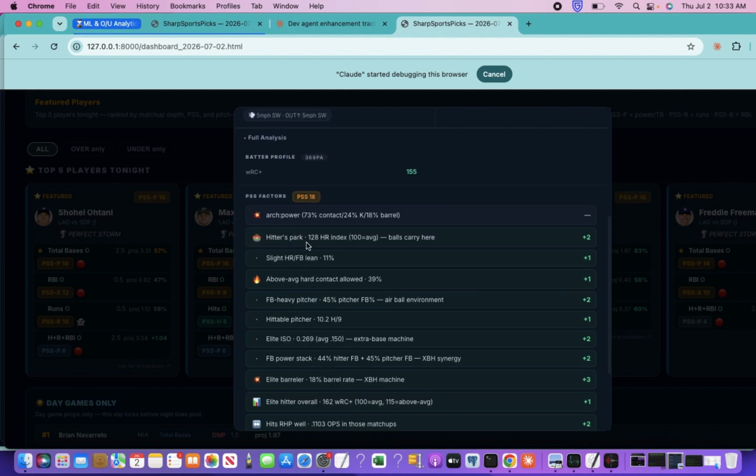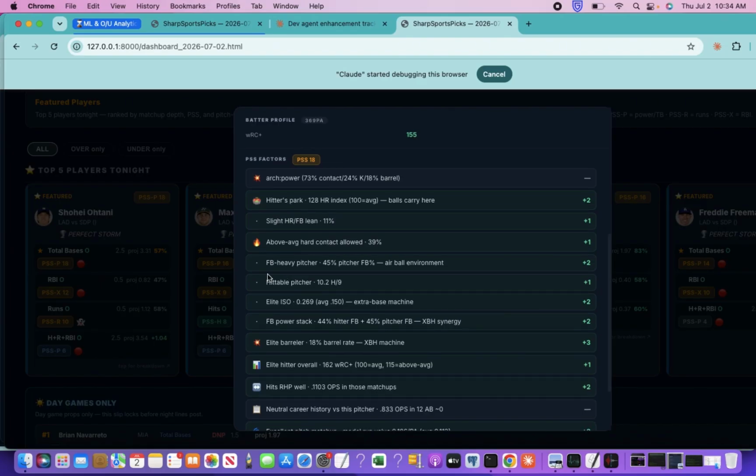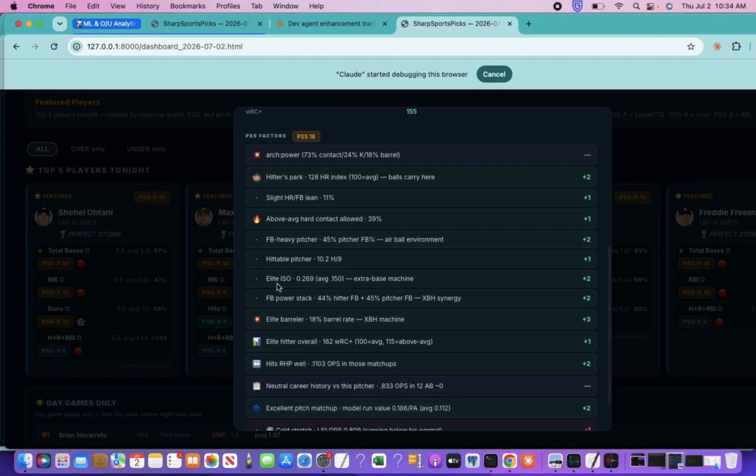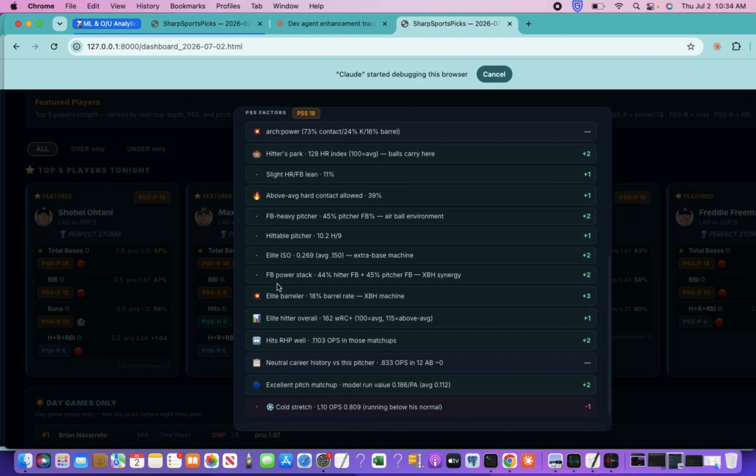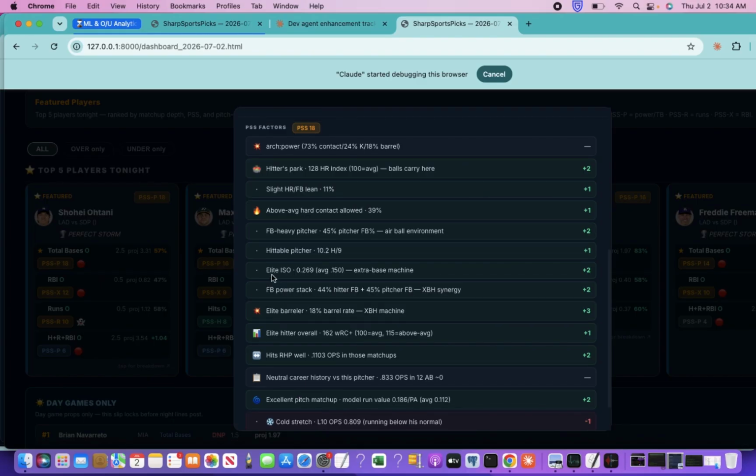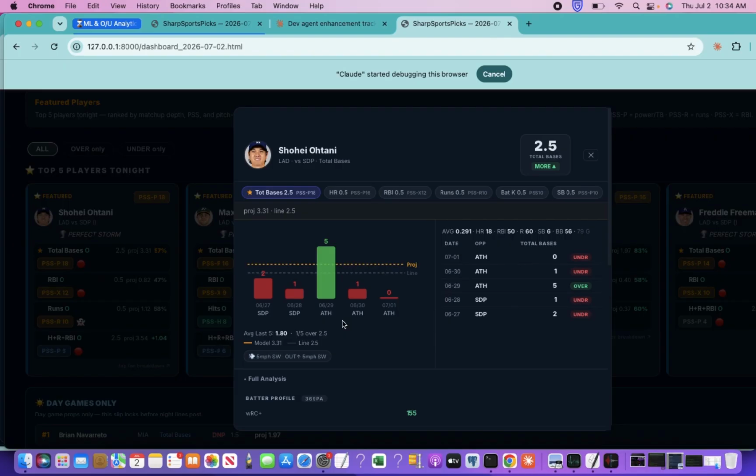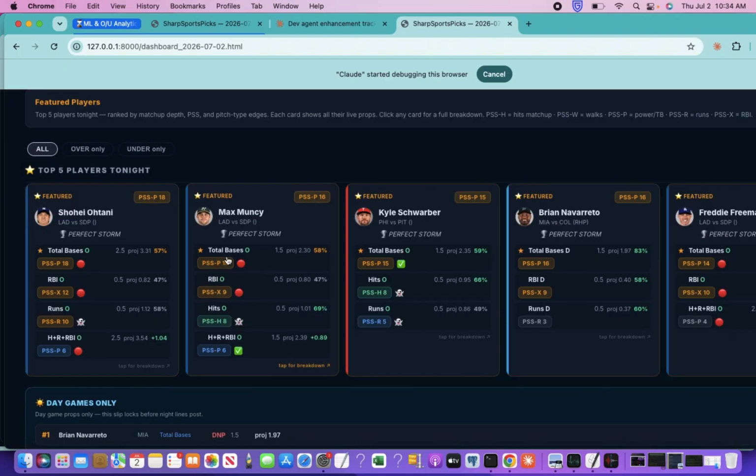Hitter's park, home run, fastball lean, above average contact, and then it goes into what the pitcher does, what kind of pitches he throws versus the hitter. So for the most part, Ohtani's always going to be a recommended play, but it looks like today it's given extra reasons why.